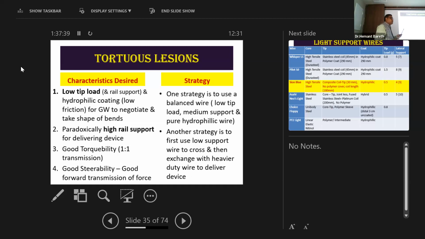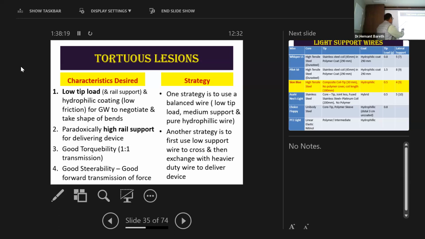So this is the problem: on one end you require a lower rail support for the wire to take those bends. On the other hand, you require a high rail support because ultimately you have to put devices through this particular situation. The third thing is, of course, good torqueability, because the bend is there, so you need 1:1 transmission, so that when you bend it in one direction, it bends, and when it bends in the other direction, that bend has to be taken. So good torqueability, and of course good pushability, which is the forward transmission. So these four characteristics are required.